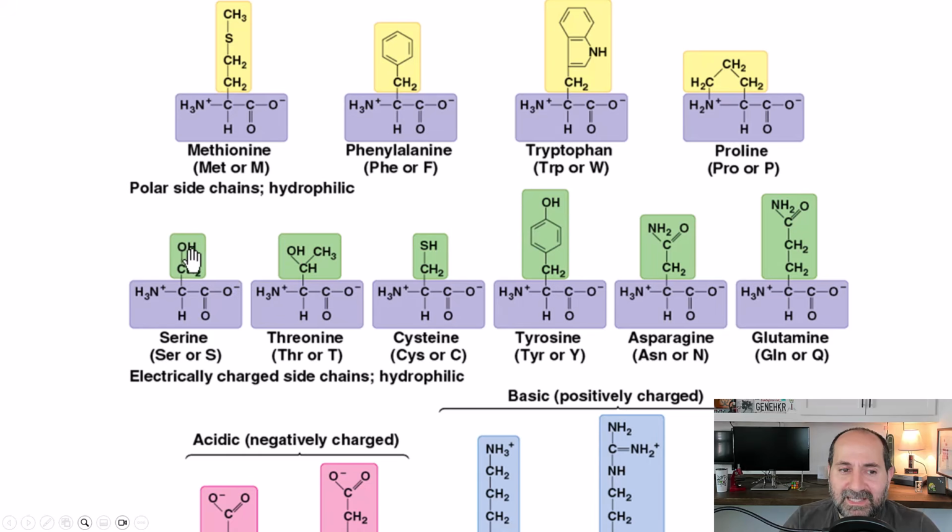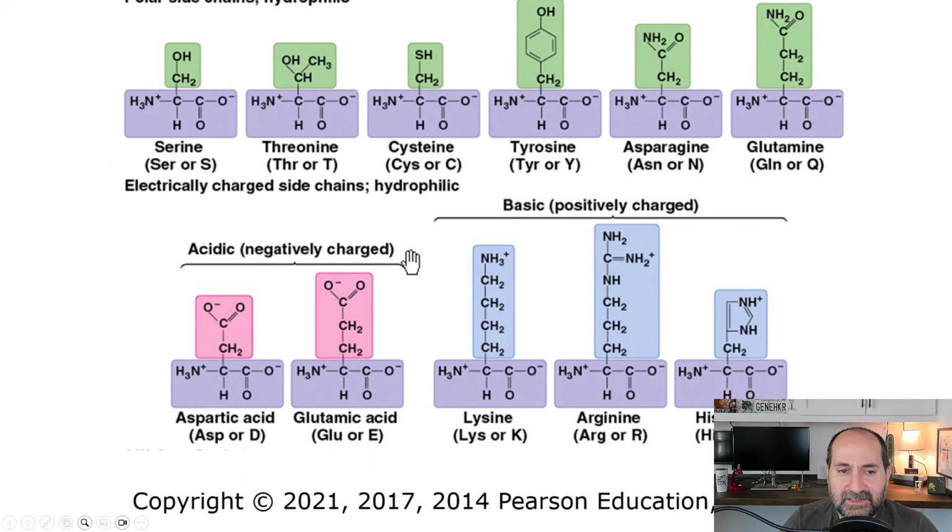So that means that these green side chains have partial charges on them. Okay, they have partial charges, which means they are called the polar side chains, which are hydrophilic. They will mix with water. They like to mix with water, and they like to interact with one another. Okay, next. What about these pink side chains?